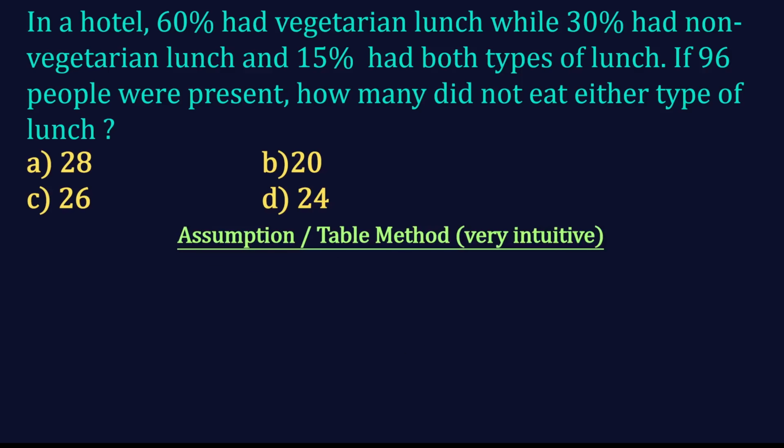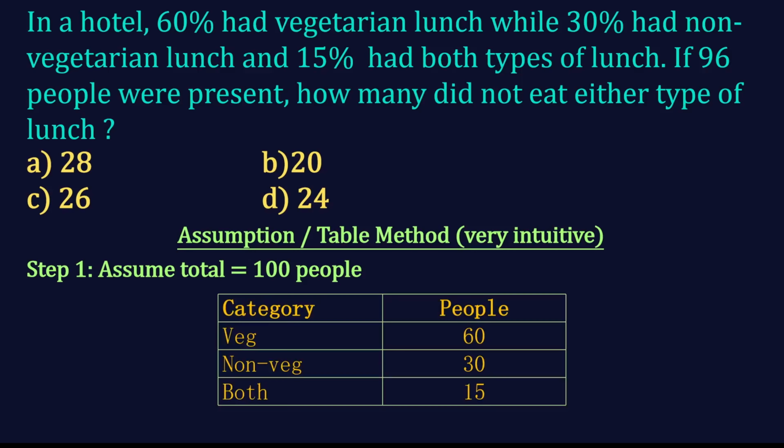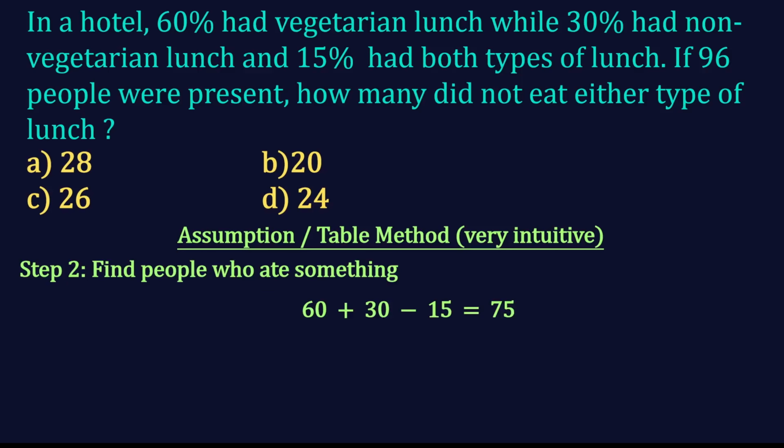So the next method is the assumption or the table method. Step 1, we need to assume the total number of people. So that would be 100 people. If you look at the table, we have category and people. Veg is given, which is 60. Non-veg is 30. Both, who ate veg and non-veg, is 15. Now we need to find who ate something. Now we know that 60 plus 30 minus 15, which is the overlap value, would equal 75.